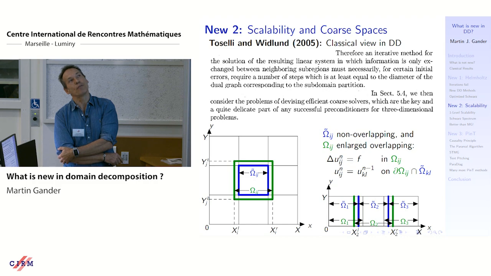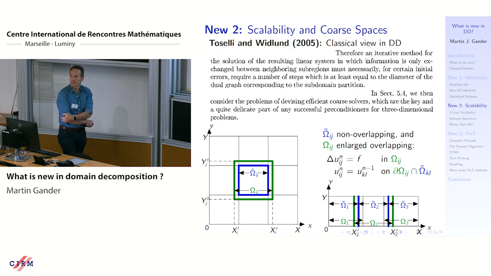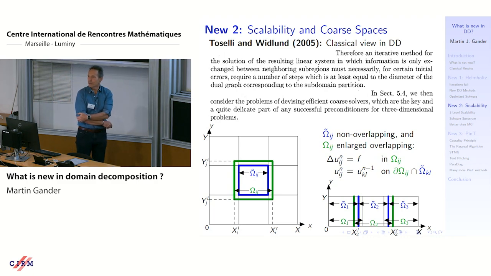In section 5.4, we then consider the problems of devising efficient coarse solvers, which are the key and quite delicate part of any successful preconditioner for three-dimensional problems. So you need a coarse space, and this is well accepted in our community. If you have many subdomains, you need a mechanism to propagate global information. Otherwise, you cannot be optimal.